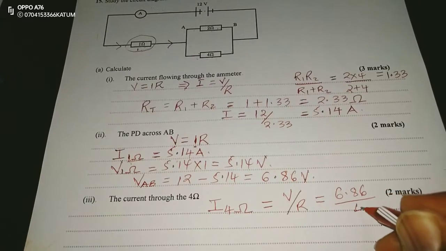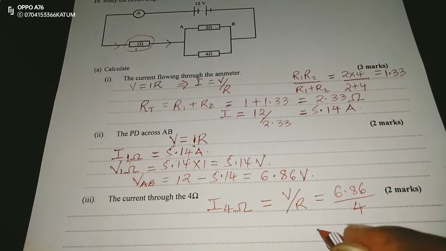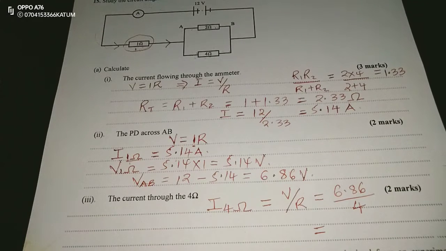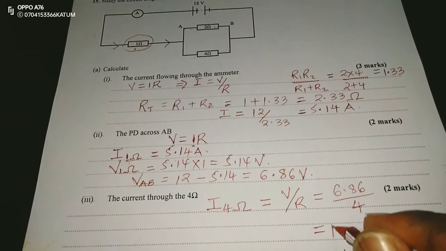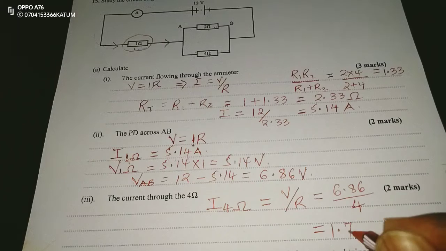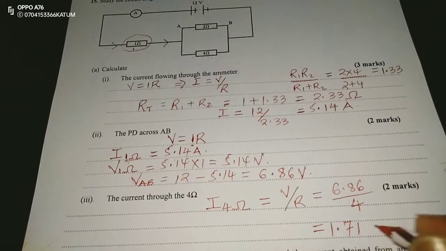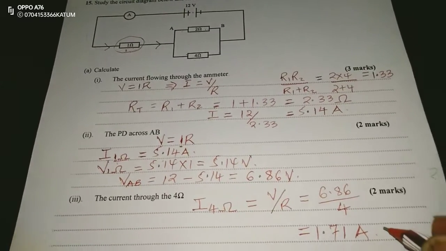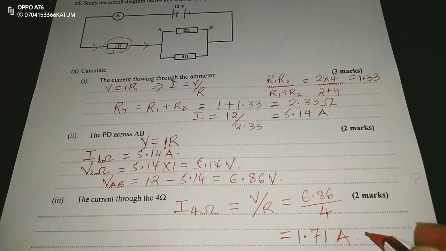The resistance is already known to be 4. Therefore, when we divide this by 4, we get a current of 1.71 amperes. So this is the current that will flow through that resistor.